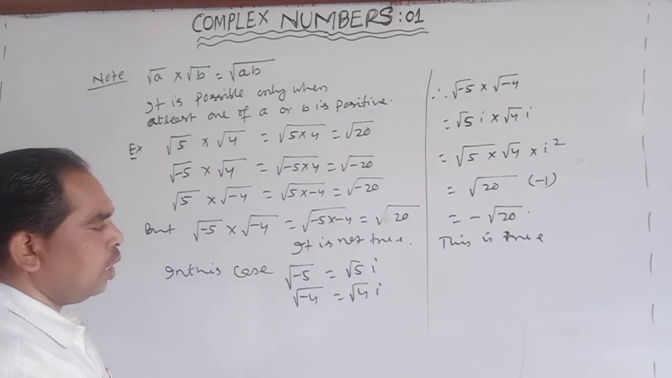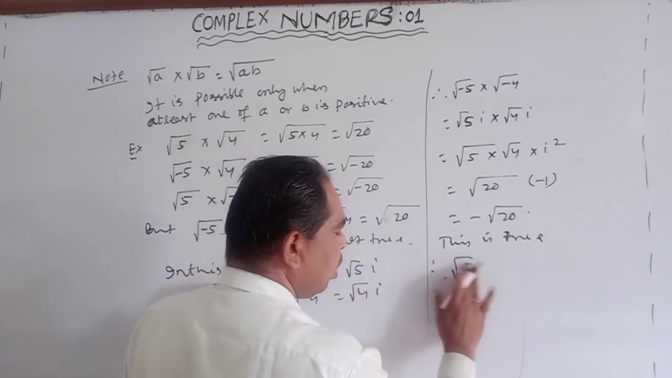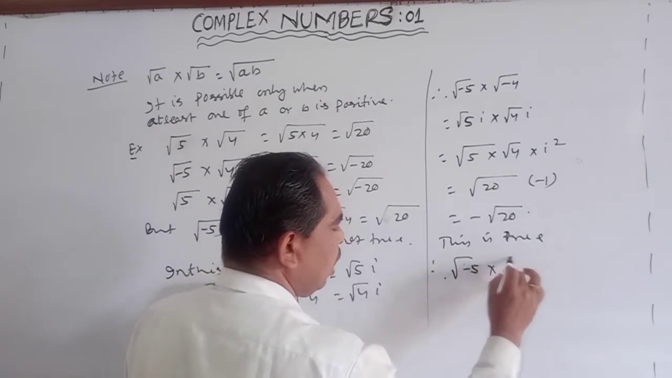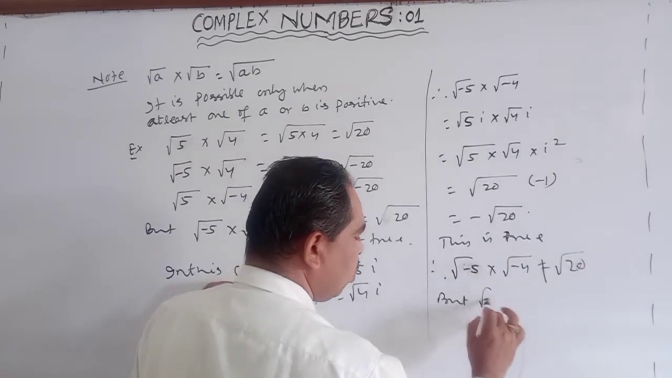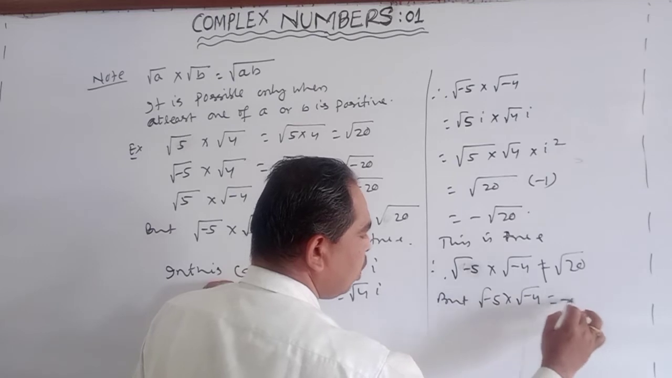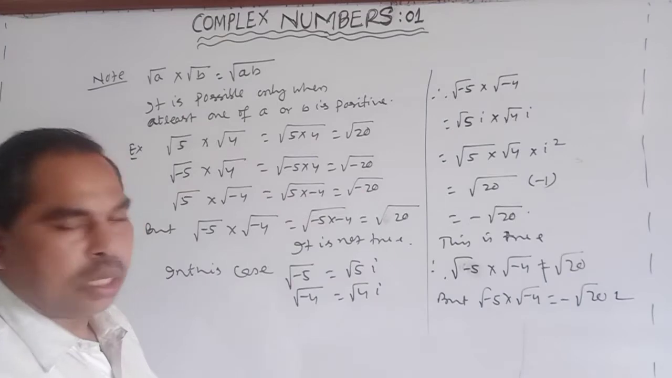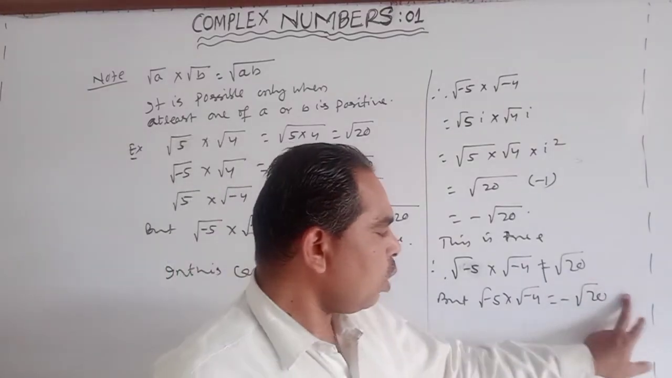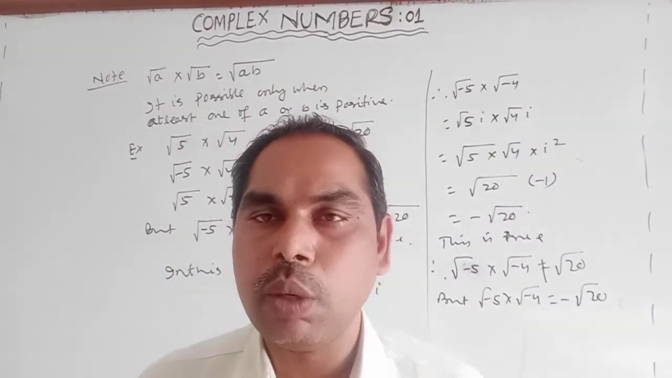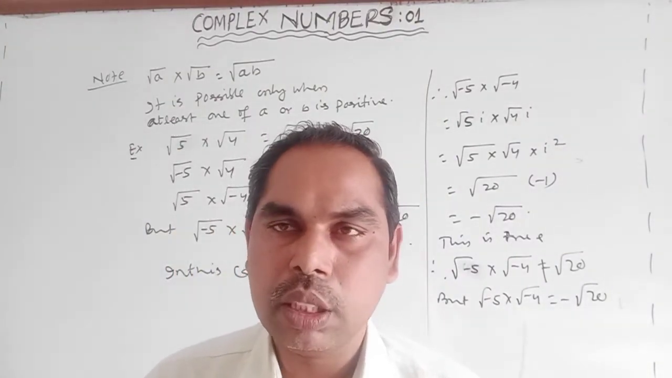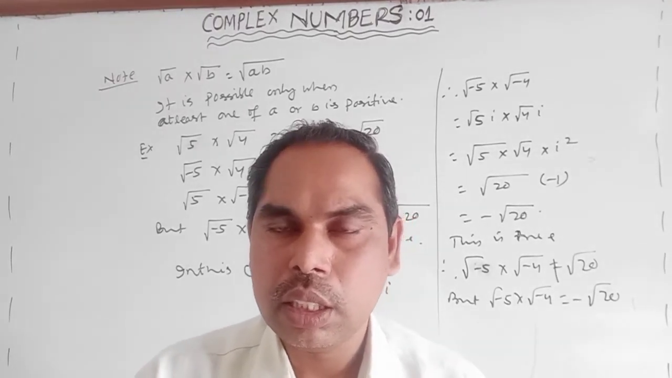Okay. Therefore square root of minus 5 into square root of minus 4 is not equal to square root of 20. But square root of minus 5 into square root of minus 4 is equal to minus square root of 20. Okay. So square root of a into square root of b is equal to square root of ab. It is possible only when at least one of the numbers is positive. Otherwise it is not possible.